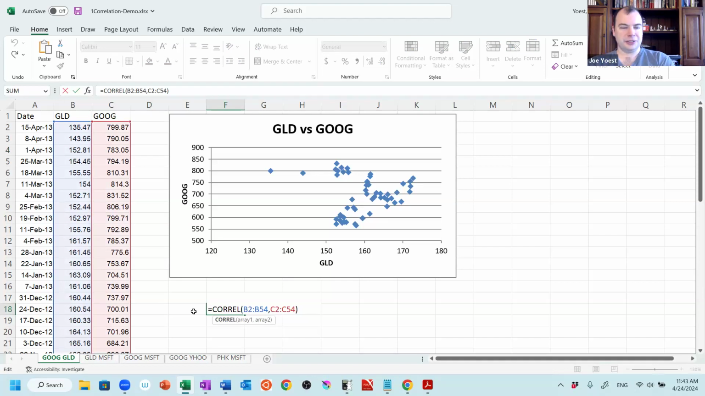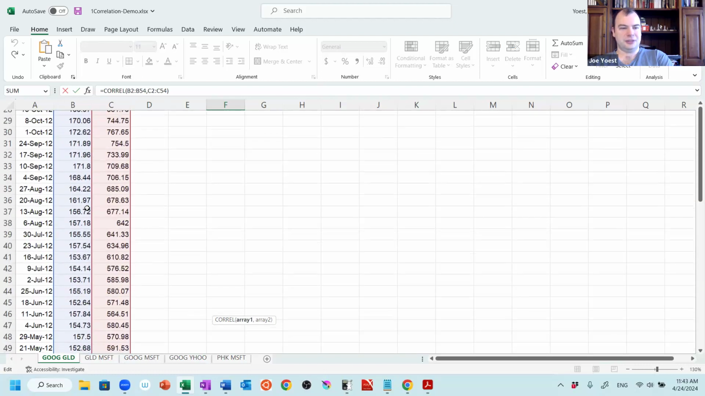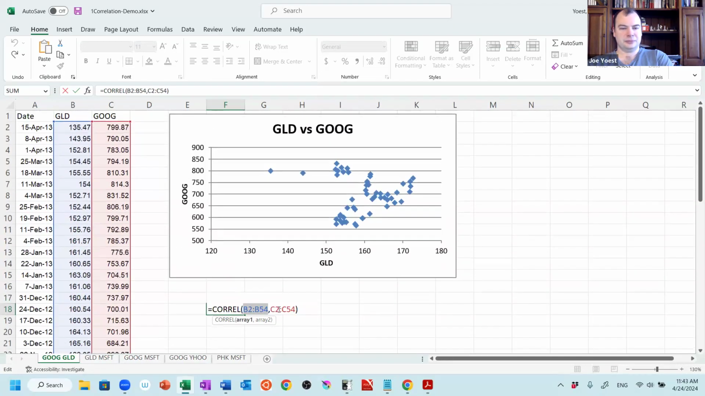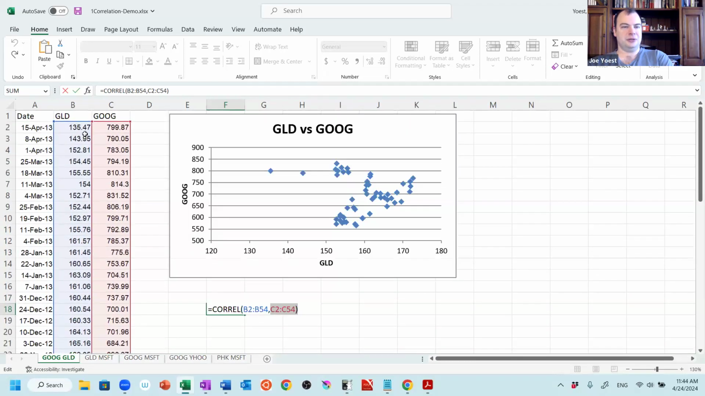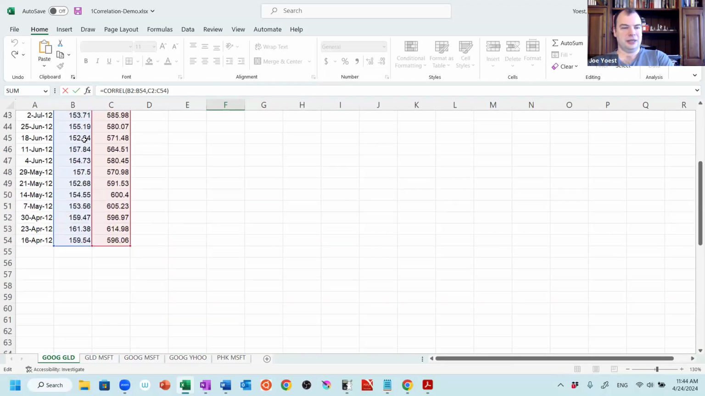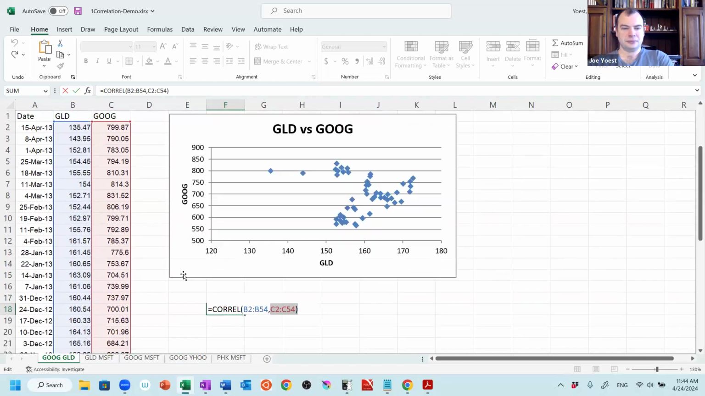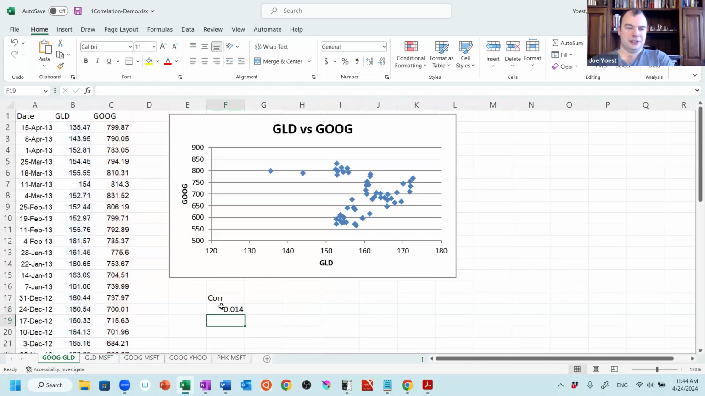To calculate the correlation coefficient, I use my Excel function CORREL, correlation. And then I enter in the list of the X's along with the list of the Y's. And Excel expects these to be paired off properly. So you can see how these two lists line up nicely like this. And when I compute that, I see I get negative 0.014.